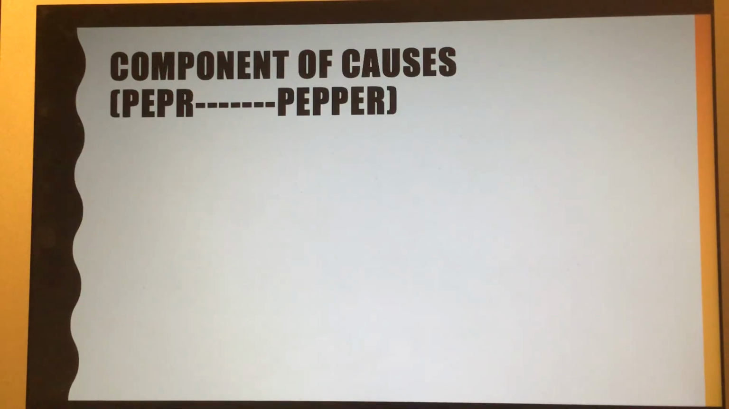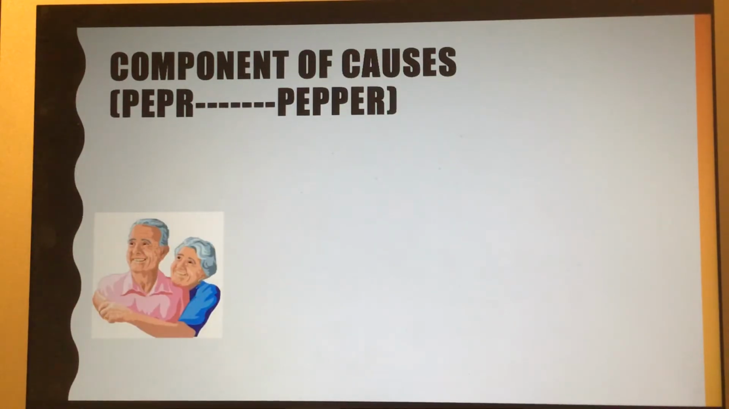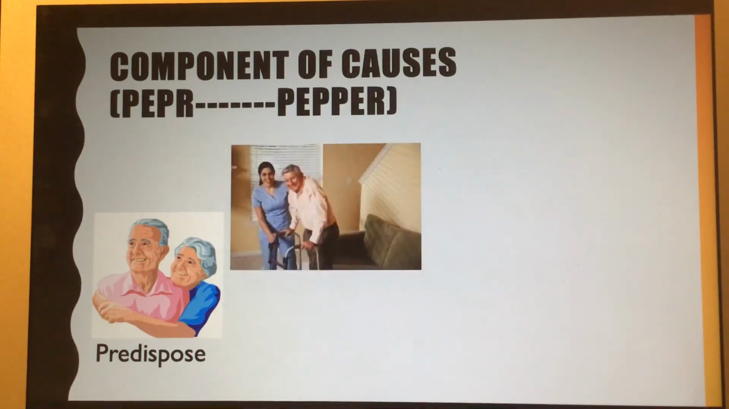So now we move on to the component of causes. So component of causes can be broken down into three things. To remember, the acronym is PEPR, which is similar to pepper. So first is predisposed. So predisposed is susceptibility to a certain disease. For example, like you are older or you are younger. So predisposed is similar to susceptibility.